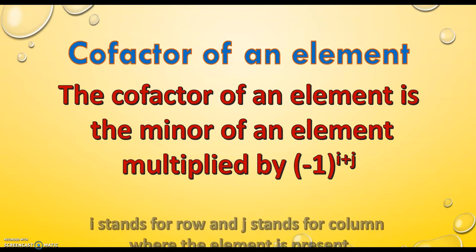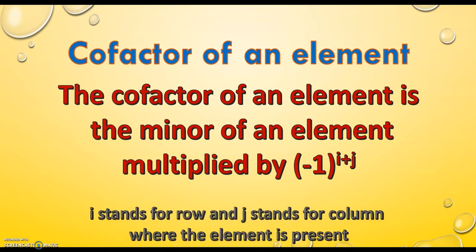Remember, here i stands for row and j stands for column where the particular element is present. For the element whose cofactor is being found, we need to see where that element is present, in which row and in which column. i stands for row and j stands for column. So the cofactor of an element is nothing but the minor of an element multiplied by minus 1 power i plus j.